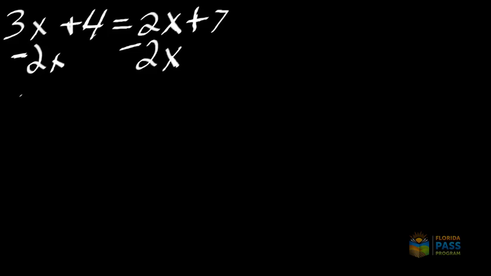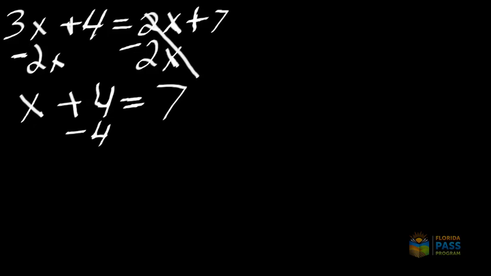3x minus 2x is 1x. I'm going to rewrite the problem to keep from messing up. 2x minus 2x is 0, so that cancels out. So you're left with x plus 4 equals 7. Subtract 4 from both sides because you always do the opposite of what you see. 7 minus 4 is 3. So x equals 3.